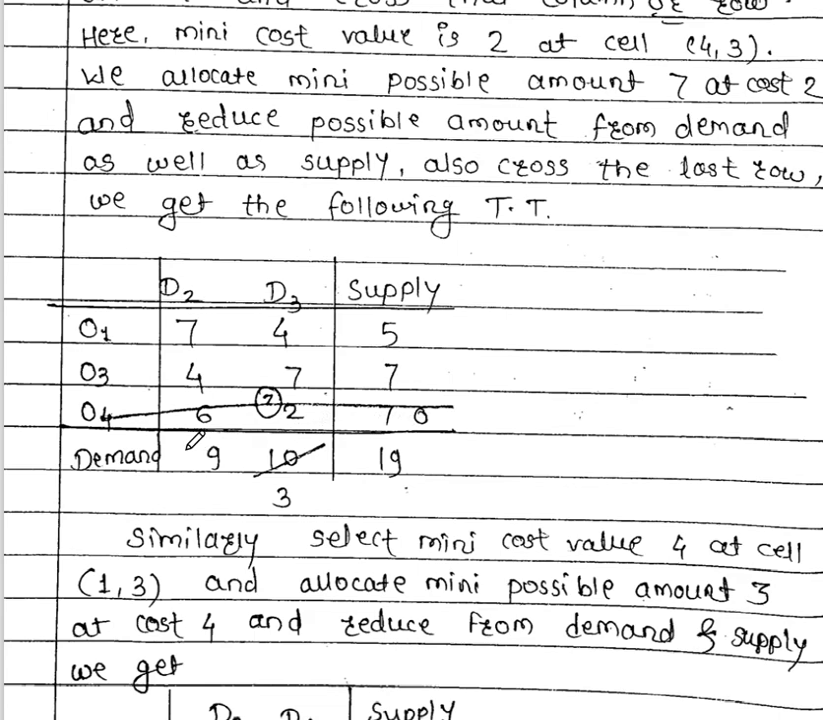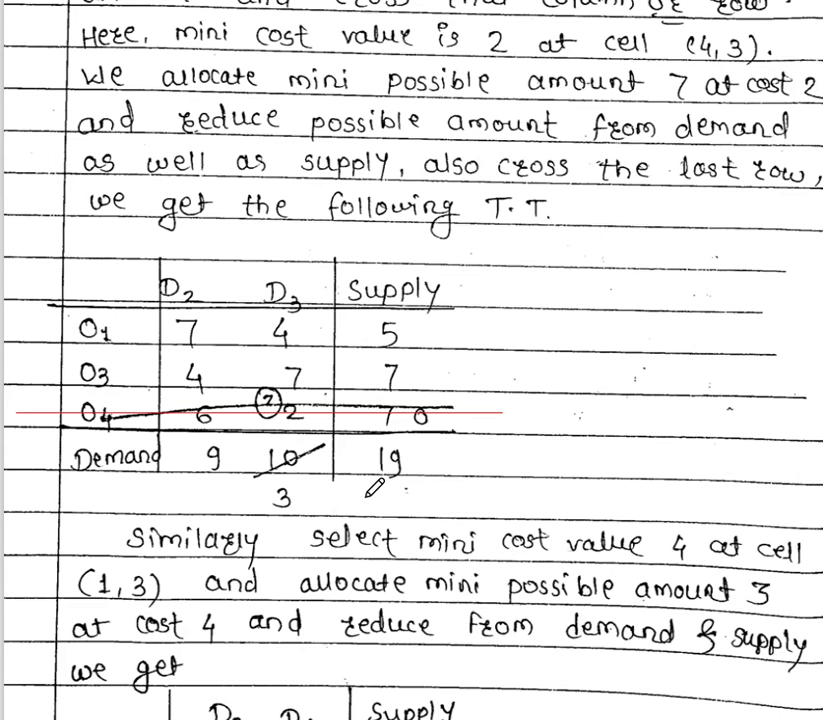Okay, then subtract from supply. So here will become 0 and here will remain only 3. So this row will be satisfied from the table. Okay, as well as we subtract this 7 from this 19. So here will remain only 12.